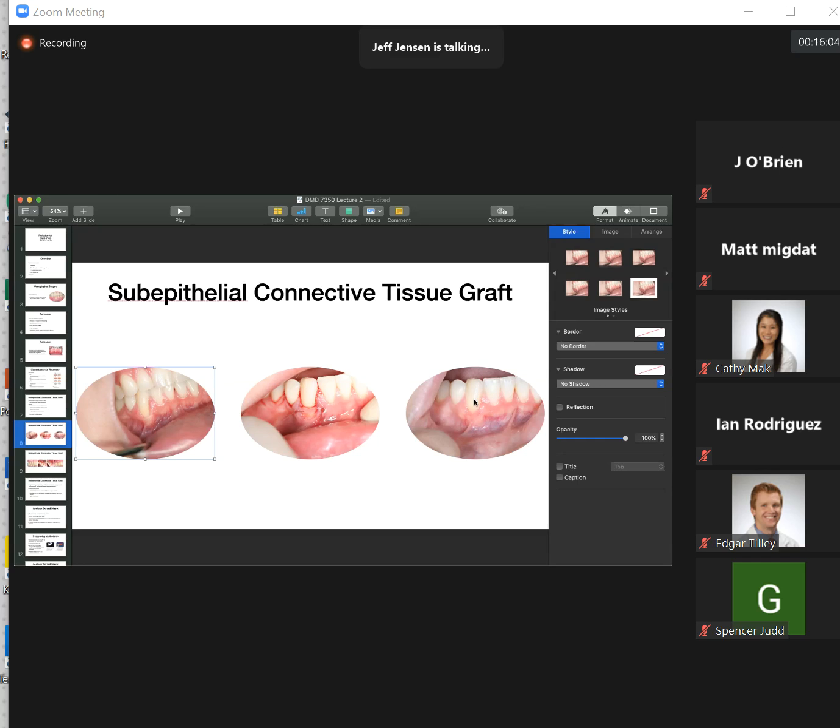But you can see the graft tucked here, and then as it heals, everything heals in nice and looks nice and pink and matches well. Now, when we look at the free gingival graft in a minute, that is not as aesthetic as a connective tissue graft, and you'll kind of see why.